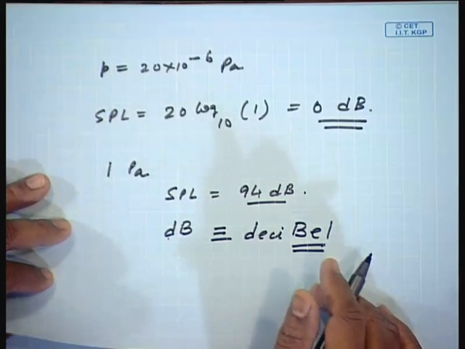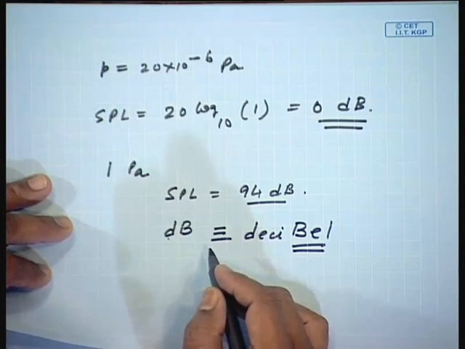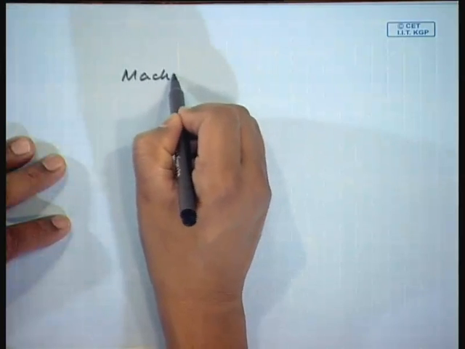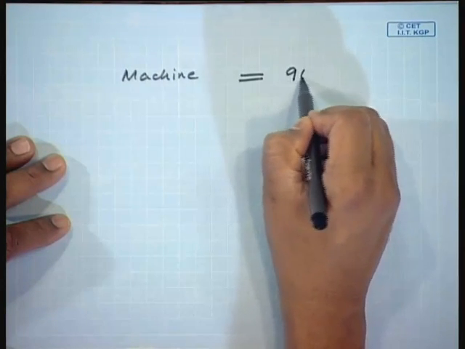Now, another important characteristic when we have this log scale is that a lot of properties of logarithmic addition, subtraction, etcetera will apply here. For example, suppose I have a machine A which is making a sound pressure level of 90 decibels.